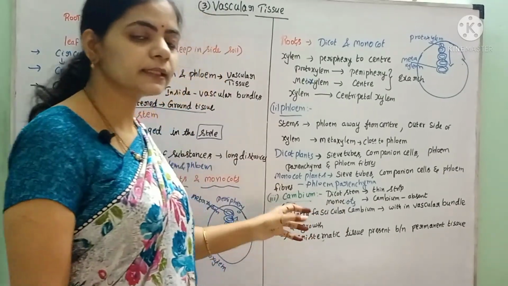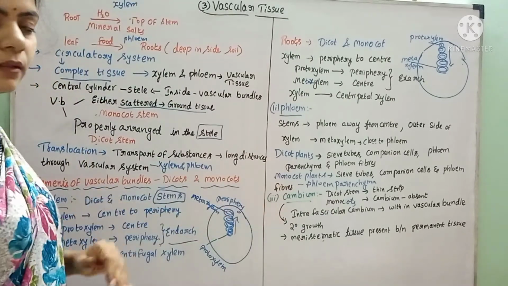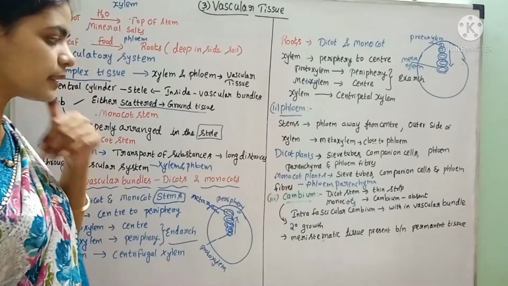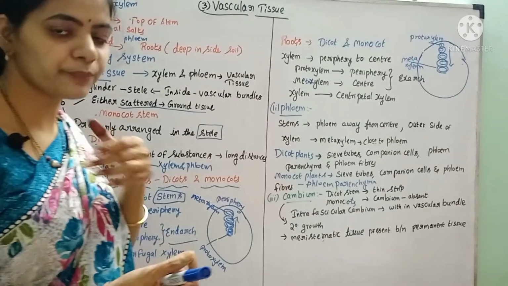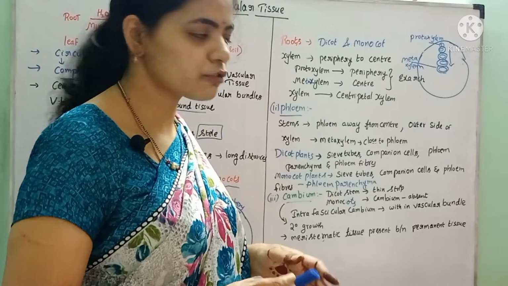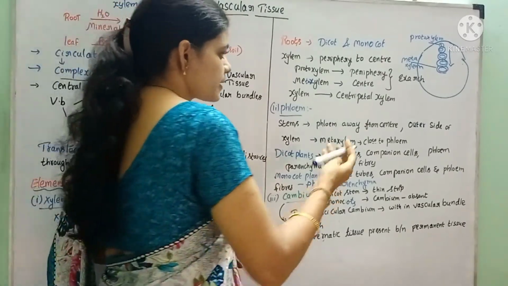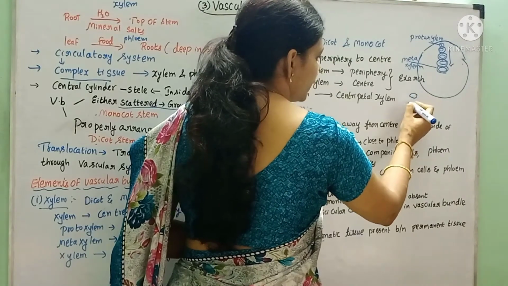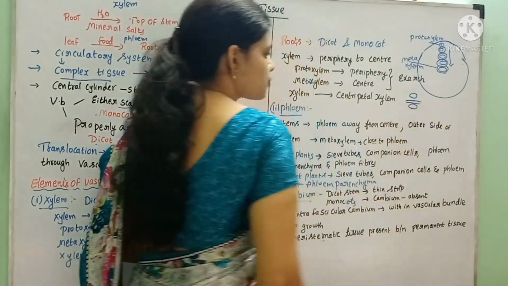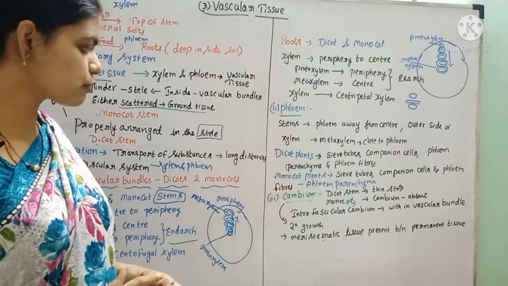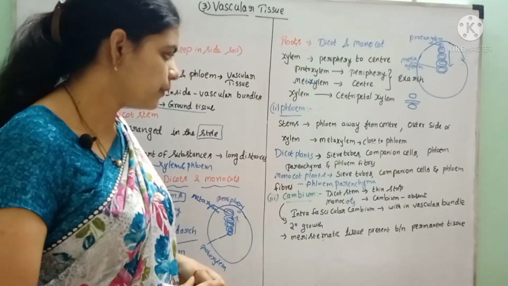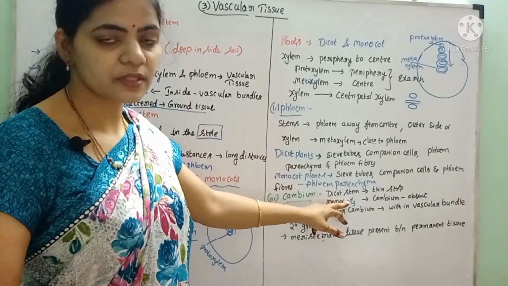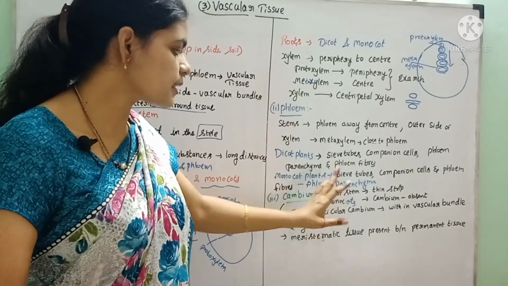And if you see the third element in the vascular bundles, that is nothing but the cambium. This cambium is a thin strip present between the xylem and phloem. For example, if you see, this is the xylem and this is the phloem. Between these two, there is a thin strip of tissue present, which is called cambium, and this cambium was present only in the dicot stems, but in the monocots it is absent.